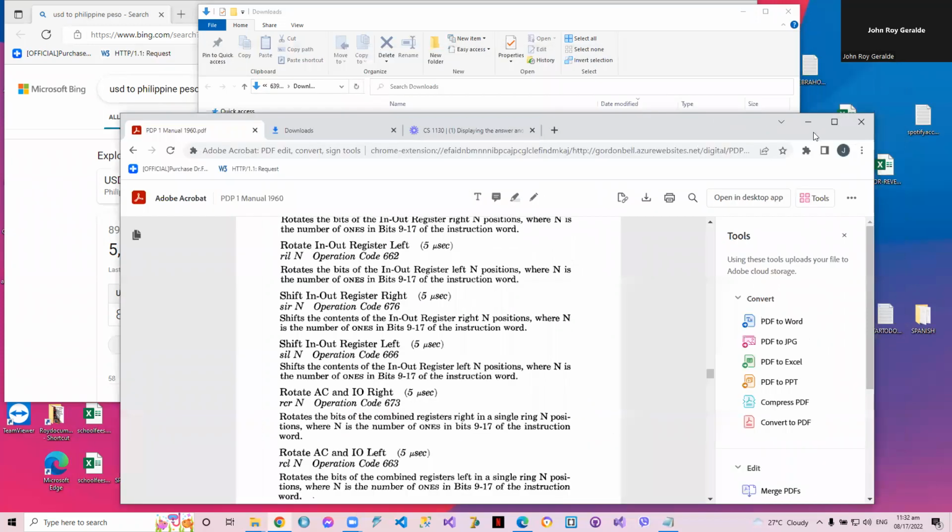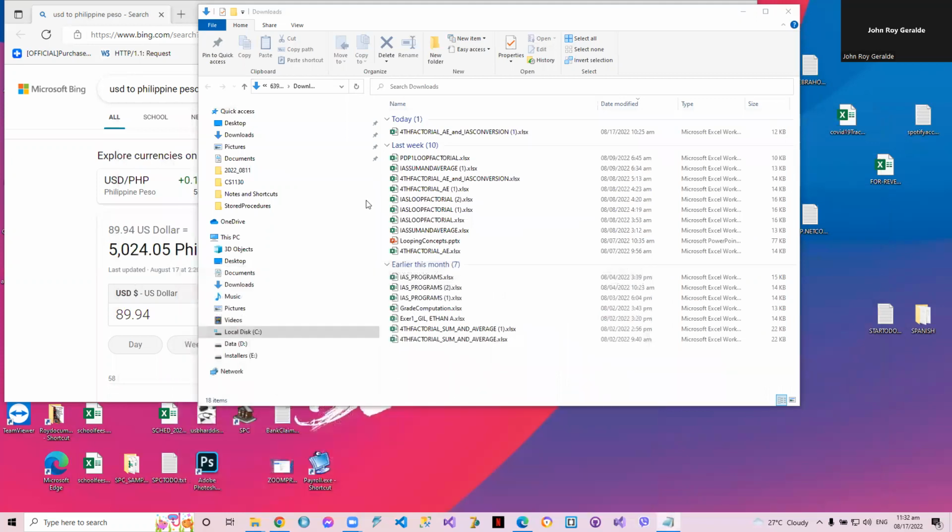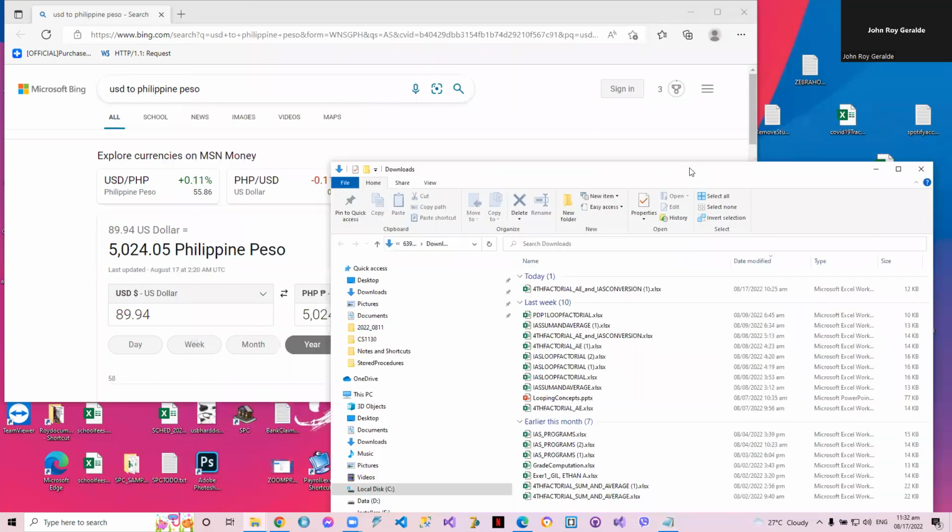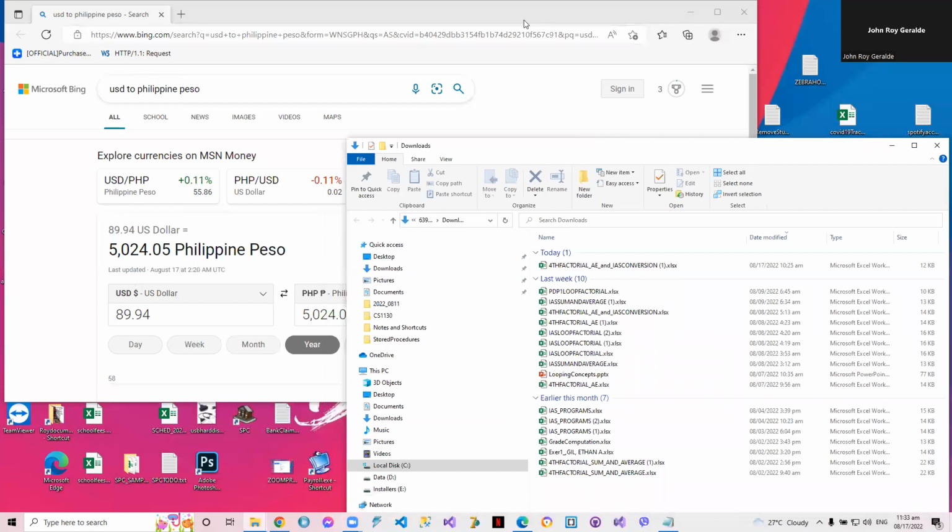What I'm going to do now is to translate the fourth factorial program with loop from the analytical engine to the IAS and to the DEC PDP-1. Our purpose here is to show the evolution of the different computers. Remember that the IAS is the first generation computer, and the PDP-1 is a second generation computer. Before them, of course, is the analytical engine.